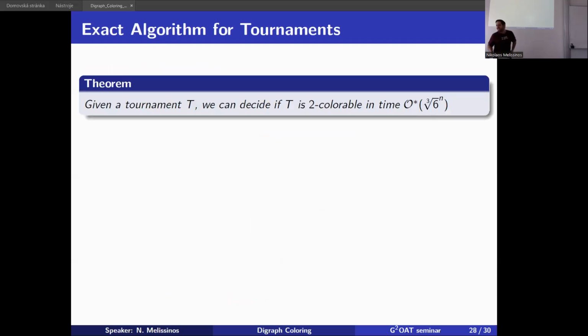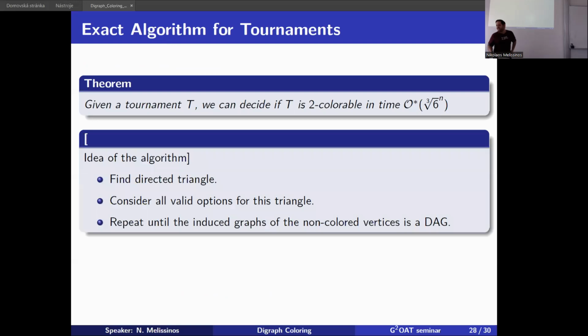That's finished. So I promised you that I would give you an algorithm for tournaments, and I'm going to start with explaining how you can decide if a tournament is two colorable. And okay, we have a problem here. Okay, so the idea is based on the fact that if the tournament is not acyclic, then we always have a triangle that we can find easily.